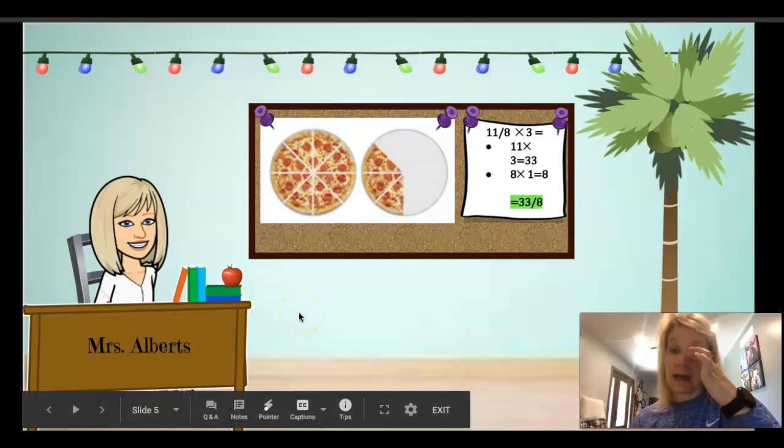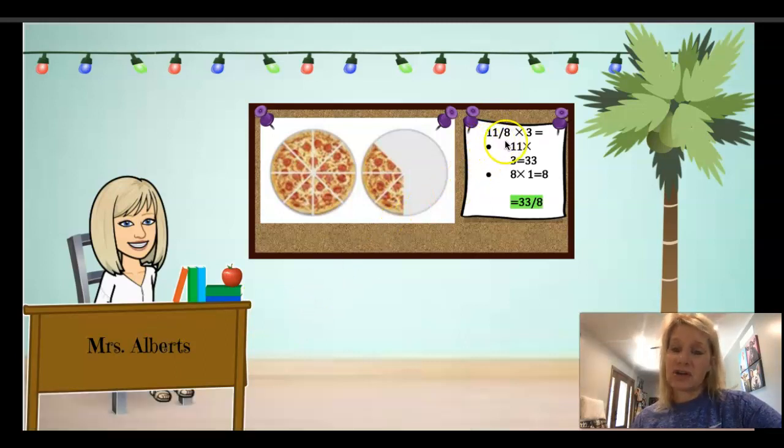Now, to multiply fractions, we have our improper fraction of 11/8. We turn that 1 3/8 into 11/8, and we're going to multiply that times 3 over 1. Well, yesterday we learned how to multiply fractions. So we multiplied straight across. So 11 times 3 is 33. 8 times 1, because that's 3 over 1, is 8. So we end up with an answer of 33/8. Then we have to change that back into a mixed number.